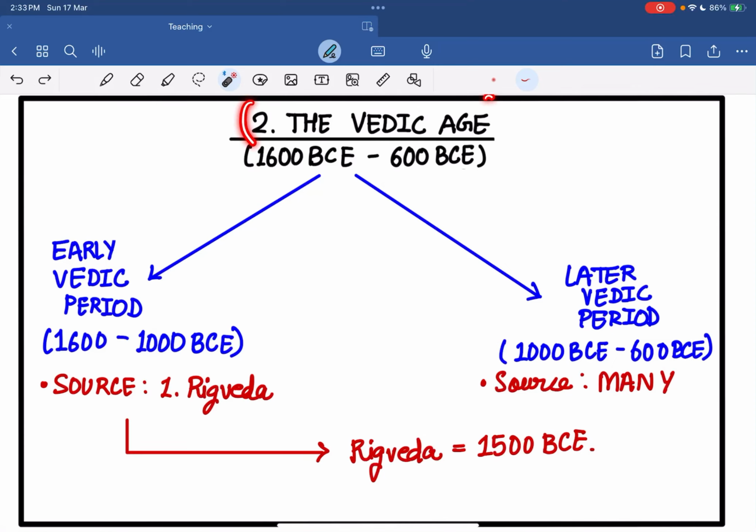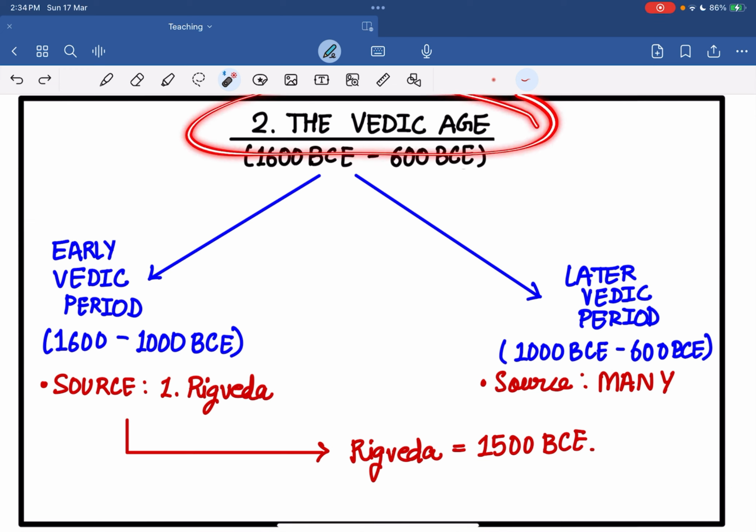So we're going to move forward with chapter number 2 that talks about the Vedic age. Before starting, one thing is for sure, we'll have to understand the chronology. Because in history, if we understand the chronology, half the battle is won. Rather, let me put it this way, 3/4 of the battle is won if you know the chronology. There are very distinct dates that we associate with the Vedic age, that being 1600 BC to 600 BC.